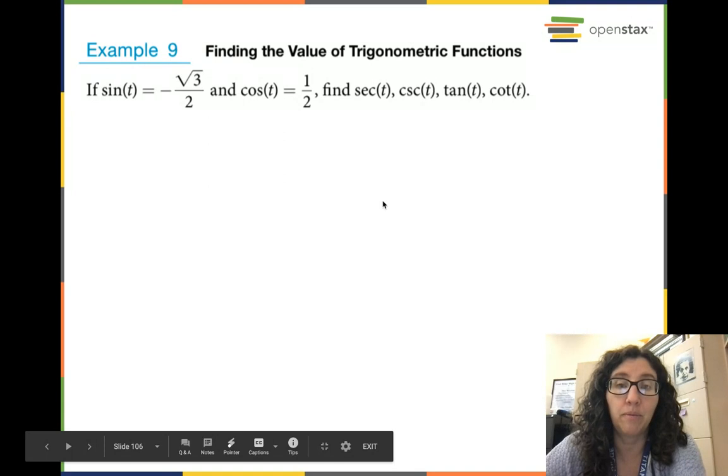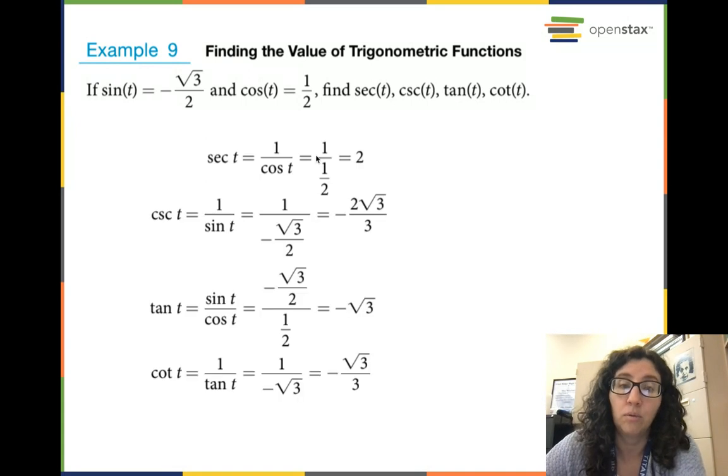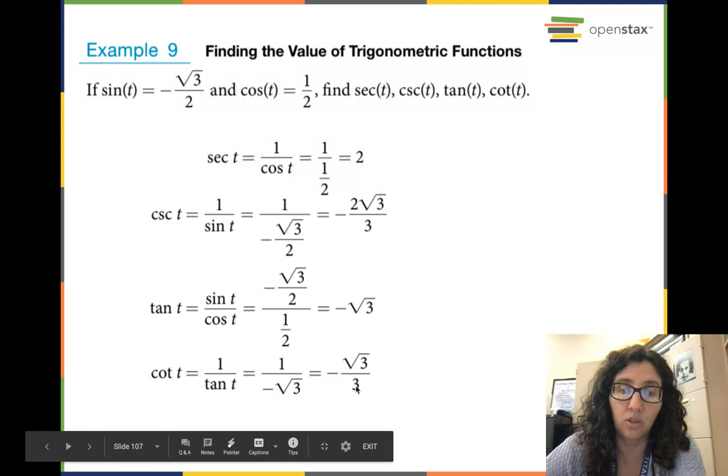How about this one? Don't have a figure or drawing this time, but they tell us what sine is and they tell us what cosine is. So we're going to use the fundamental trig identities. So secant is going to be 1 over cosine, which is 2. Cosecant is 1 over sine. Get this. Tangent is sine over cosine. Cotangent, 1 over tangent. Okay.